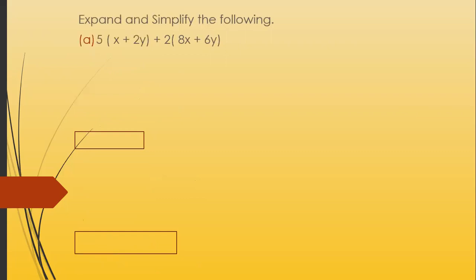Here in the next slide we have to explain and simplify the given expressions. So here in part A we have 5 bracket x plus 2y bracket close plus 2 bracket open 8x plus 6y bracket close. Again write solution and copy the question again. So in this question 5 is multiplied by whole bracket of x plus 2y and 2 is multiplied by the whole bracket of 8x plus 6y, and in between both we have plus sign. We will solve both brackets parallel.